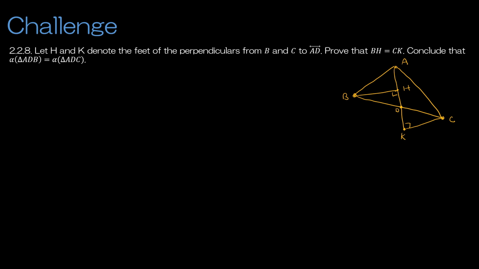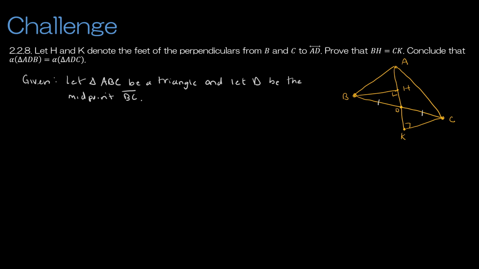I have triangle ABC. I've got D as the midpoint of BC. I have the feet of the perpendiculars H and K from B and C to AD. So how am I going to get started? Let's get started with the given. For given, I have let triangle ABC be a triangle, and let D be the midpoint of BC, and that's a segment. Now I'm not going to do the perpendiculars until I get to the proof.